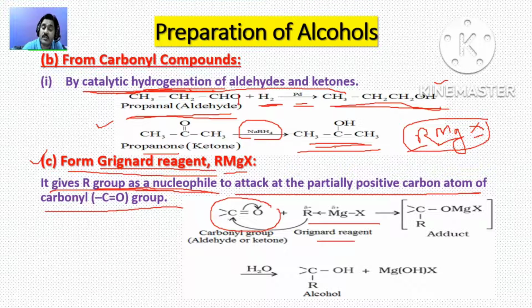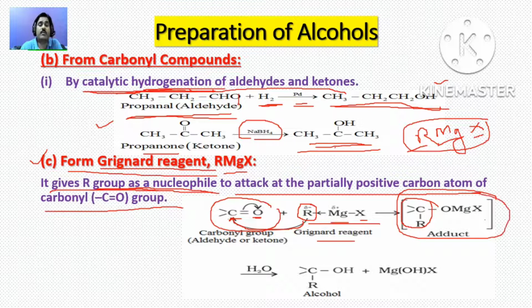Then what happens during the reaction? The alkyl group having the negative charge, in the form of a nucleophile, comes and attacks that carbon. If it attacks the carbon, the double bond will be broken and R will be added here. So it will form an adduct in which the alkyl group combines with the carbon, and the oxygen, which is combined with the carbon, is also combined with magnesium and halogen. So in the middle of the reaction, an adduct will be formed.